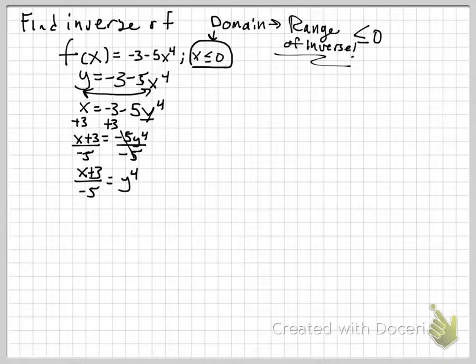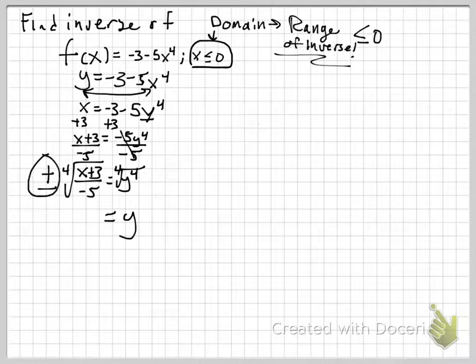Now what I'm going to need to do is fourth root both sides. So I'm going to fourth root over here, I'm going to fourth root over here. And so on the right side we now just have y. And on the left side, whenever I do any even root, I have to remember a plus or minus. Now, what this plus or minus does is guarantee that the outputs are either going to be positive, if we choose the positive, or they're going to be negative outputs if we choose the negative.